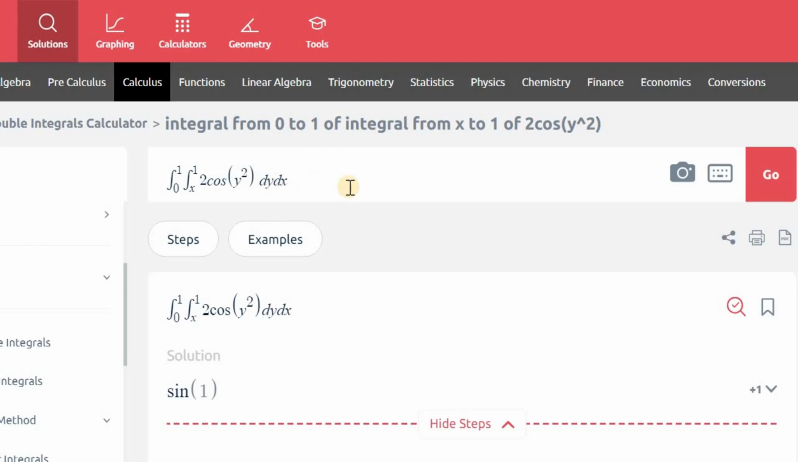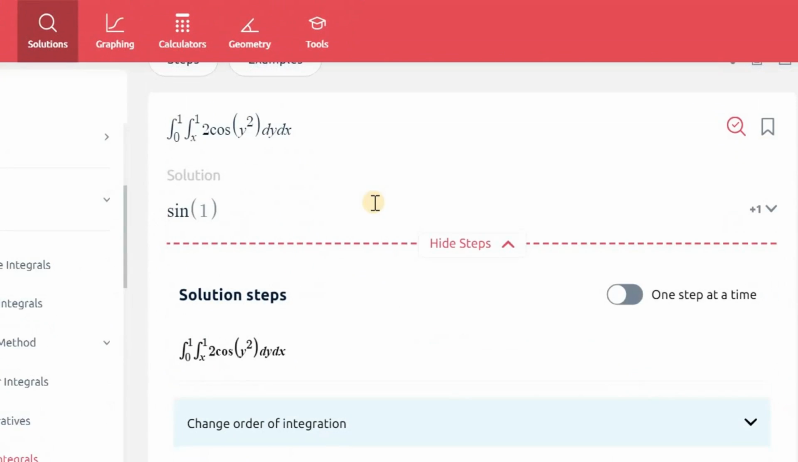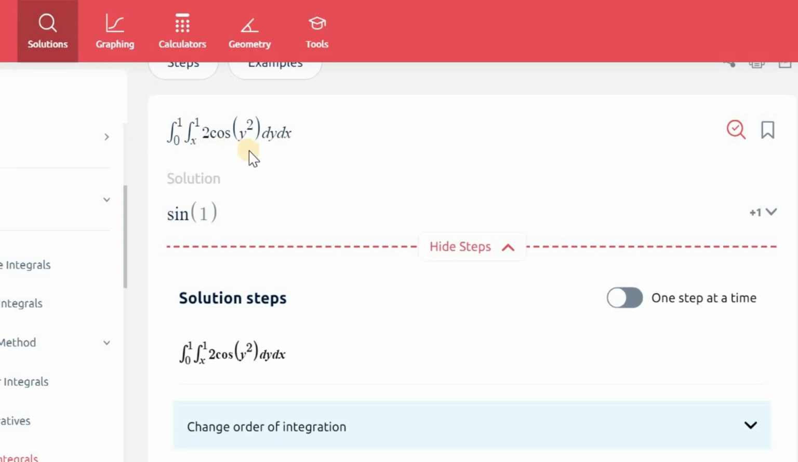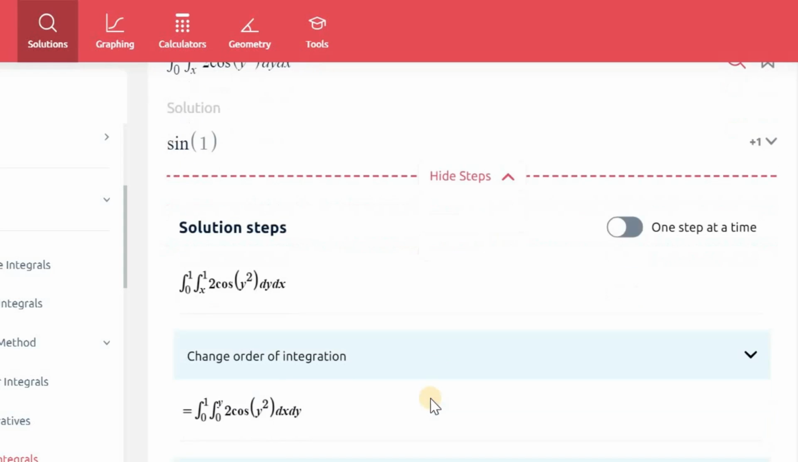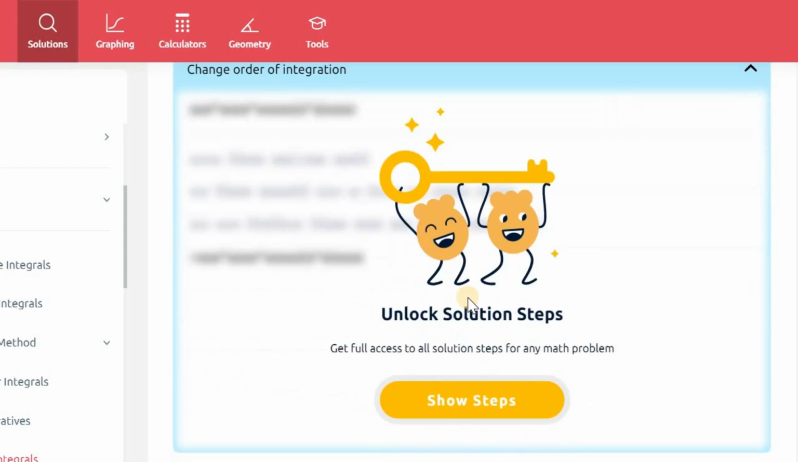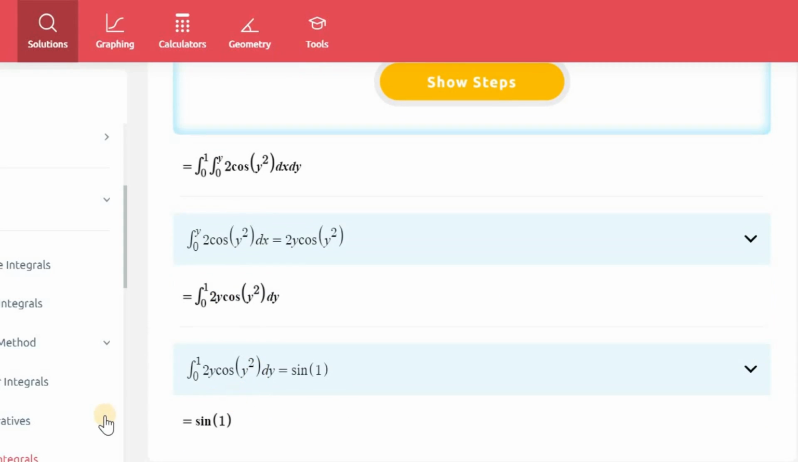Here's where you solve the double integral, and I put my double integral over here. As you guys can see, they also use the change of order of integration to solve this integral, because they were not able to solve it with the given integrals they had. So they had to change it, and as always, the steps are not given for how they changed it and how they got the answer as sine 1. So I'm here to show you the steps.